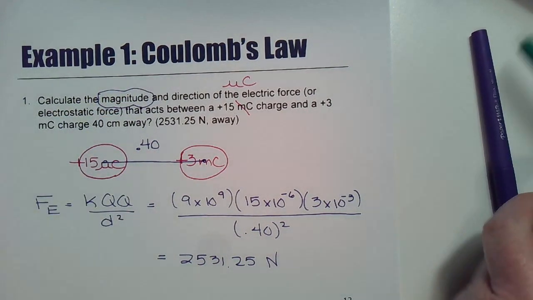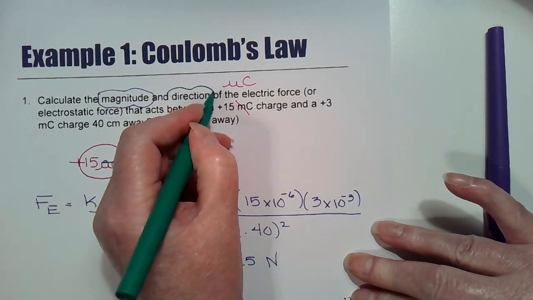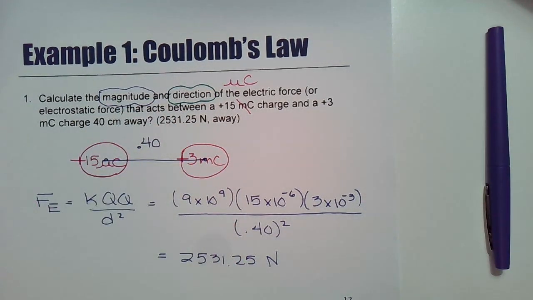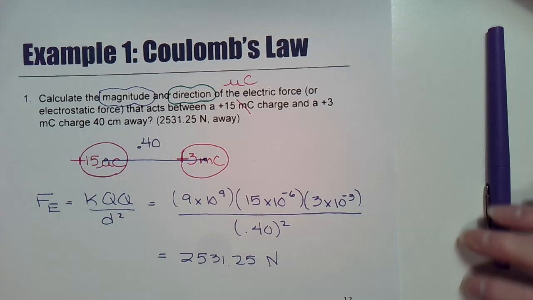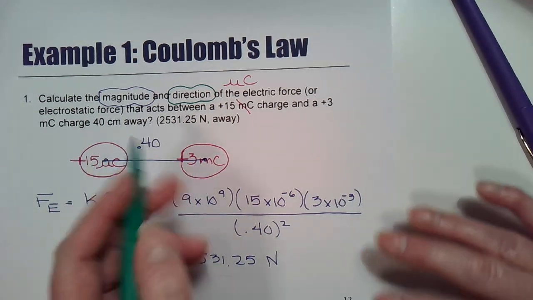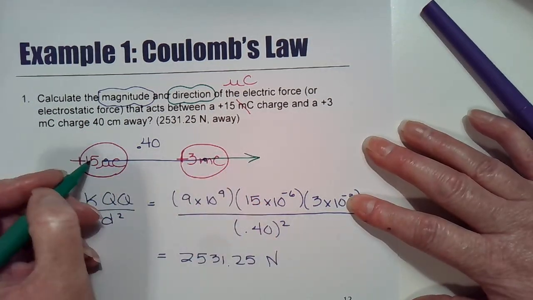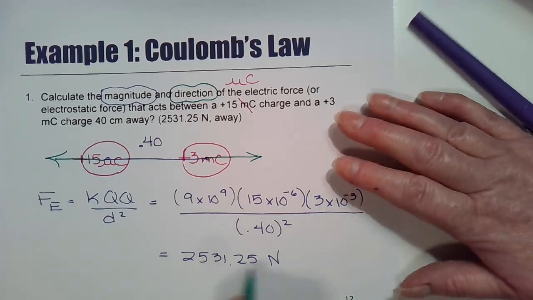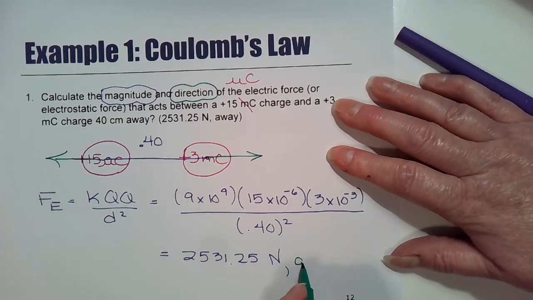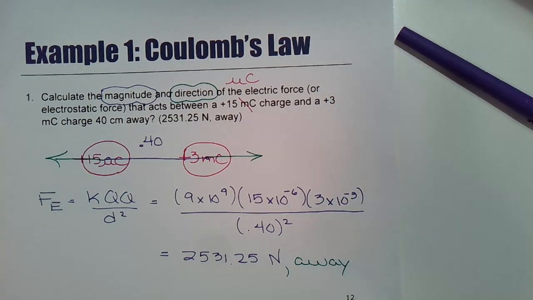But now I have to do the direction. The direction is when you start to think about whether they are attracted to each other or whether they repel. I have a positive and a positive. That tells me that they want to repel each other. So then I have to add the direction: away. The direction for forces used to be like north, south, east, west, up, down, left, right. Now it's toward or away. All right, let's look at number 2 then.